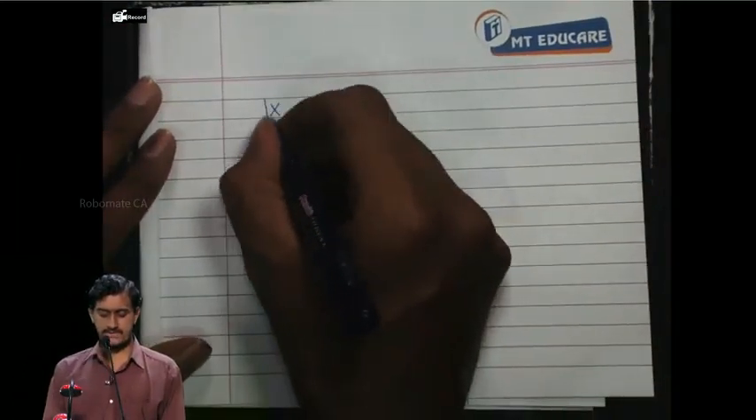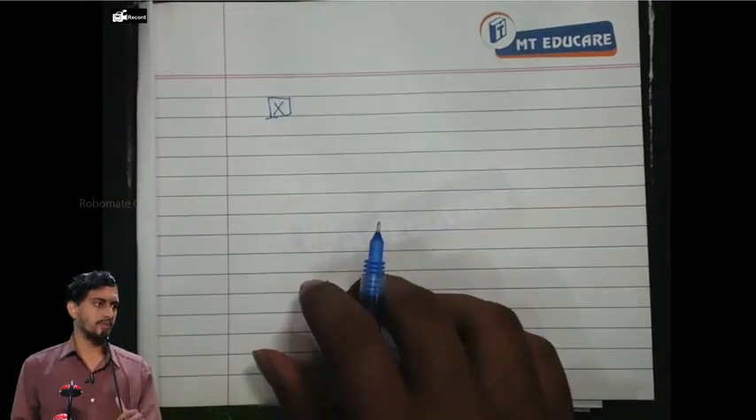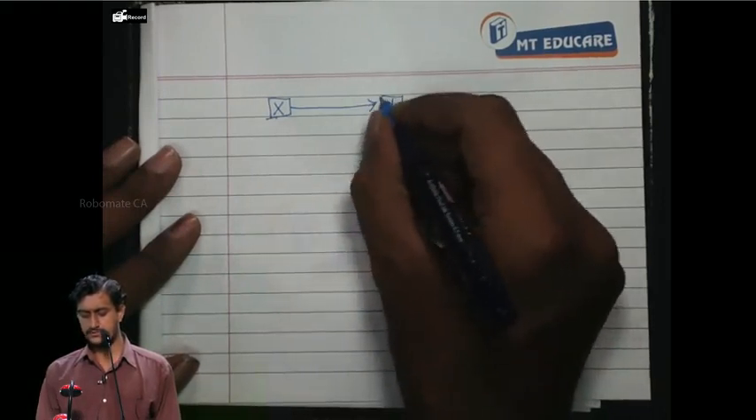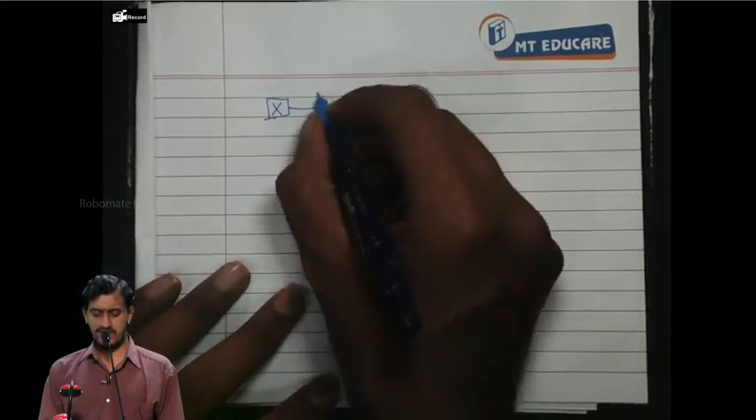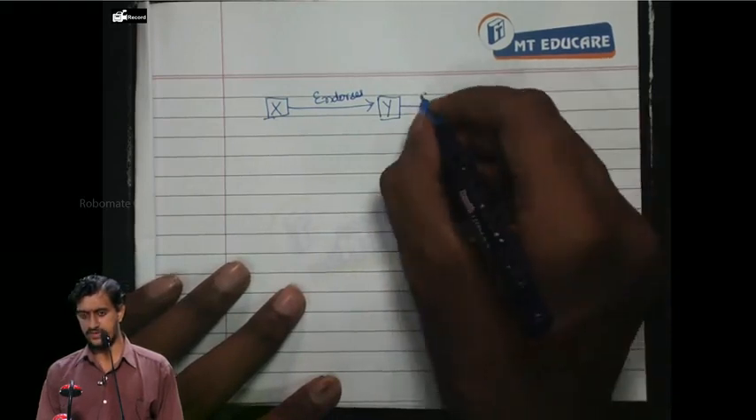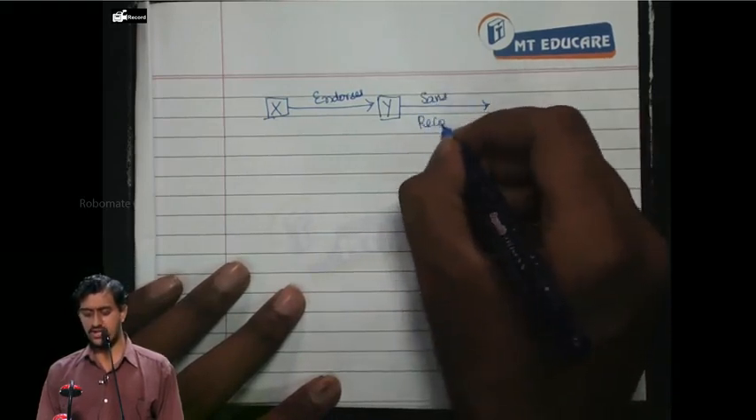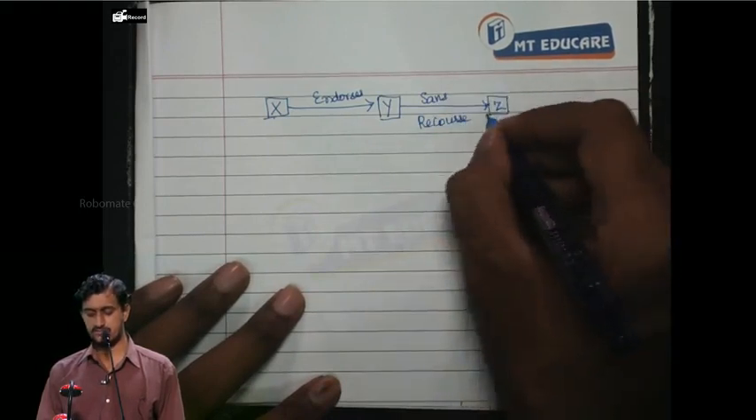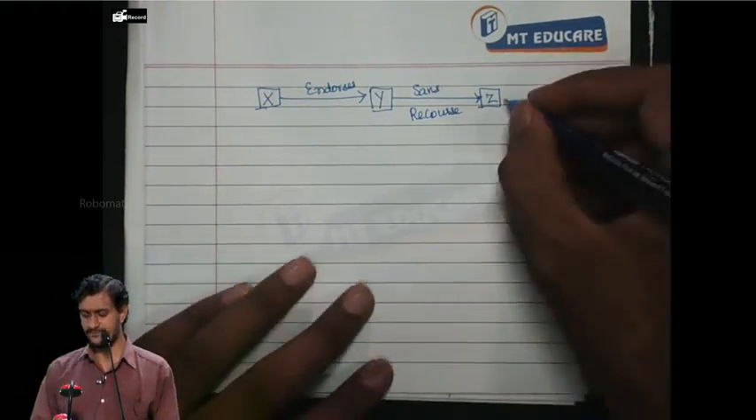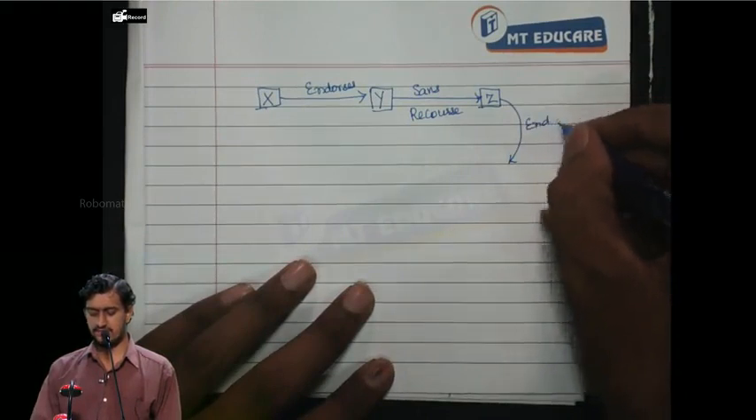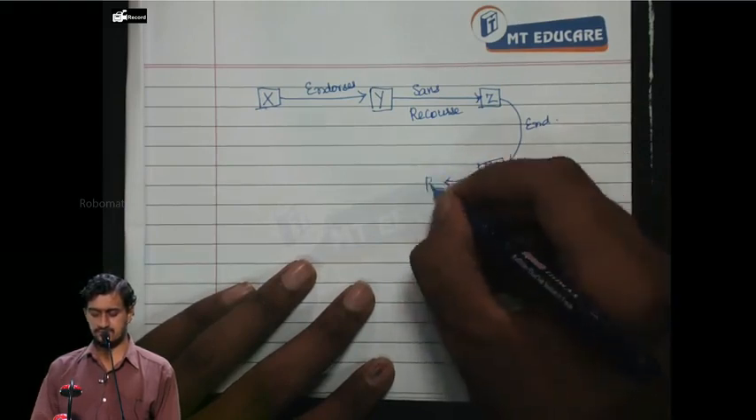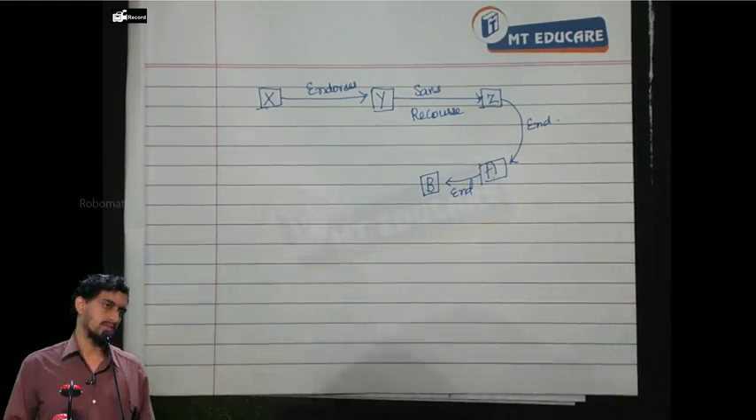Don't write anything. Just listen to my words. Mr. X is there. Y is there. X is endorsing to Y. Y makes a sans recourse endorsement to Z. Z is endorsing to A and A is endorsing to B. This is the story. Now listen.